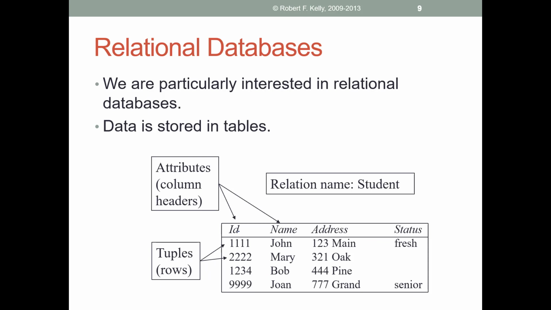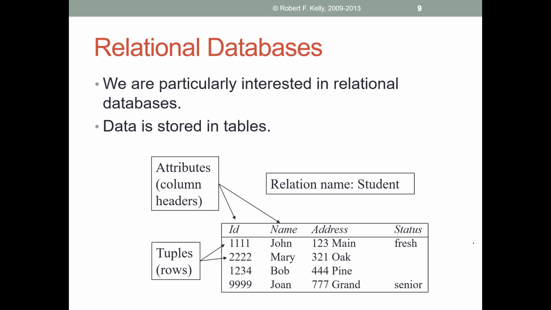Here you have 4 records. In my current database, which has a table called student, I'm only keeping 4 records. As I told you, the technical term for a row in a table is tuple. So you have one tuple here, the second tuple here, the third tuple and the fourth tuple. ID is one attribute, name is the second attribute, address the third one, status the fourth one. So attributes are the column headers.